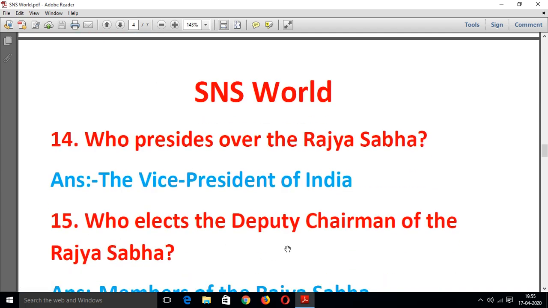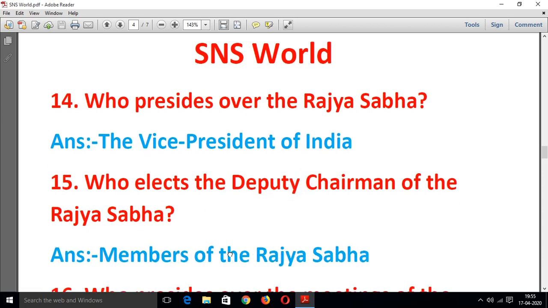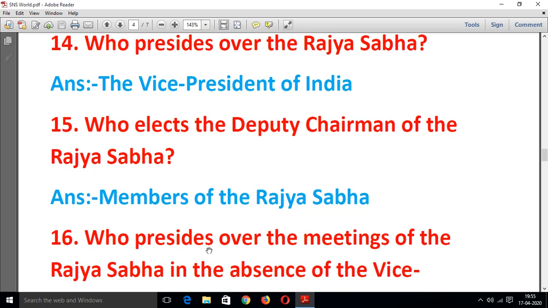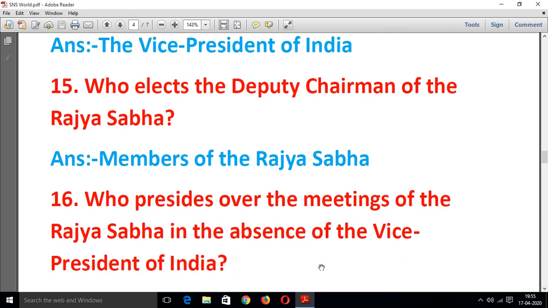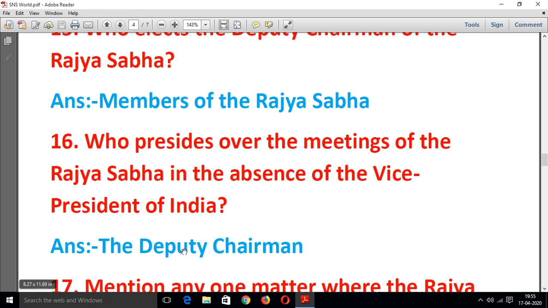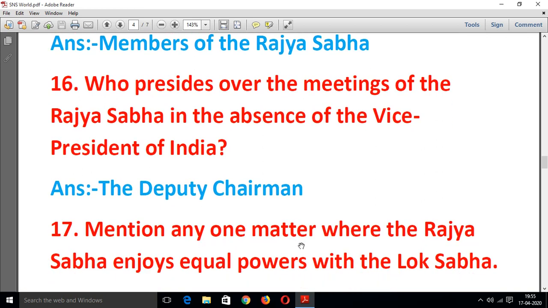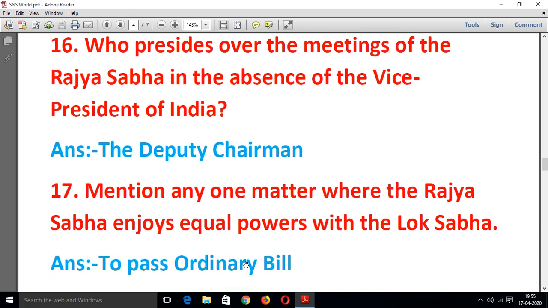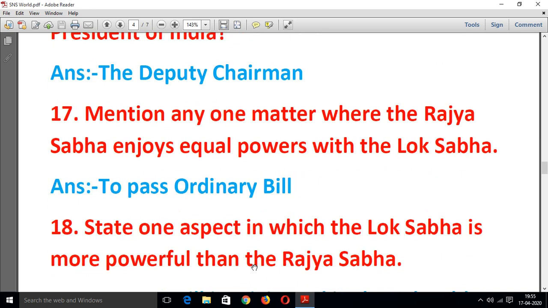Who elects the deputy chairman of the Rajya Sabha? Members of the Rajya Sabha. Who presides over the meeting of the Rajya Sabha in the absence of the Vice President of India? The answer will be the deputy chairman. Mention any one matter where the Rajya Sabha enjoys equal power with the Lok Sabha. Answer: to pass an ordinary bill.